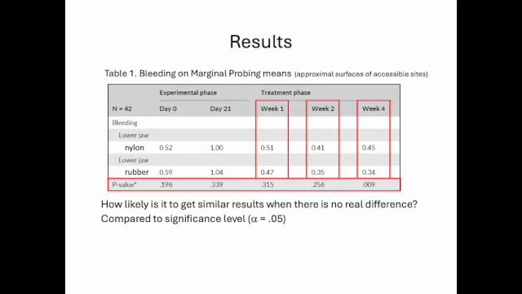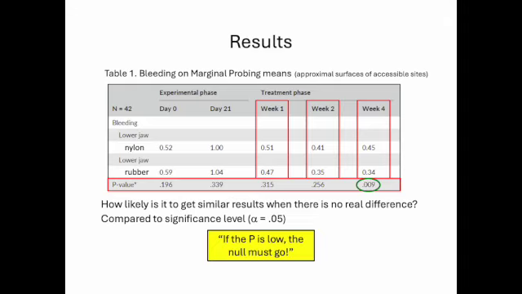We have a significance level of 0.05. Are any of these statistically significant? I'm going to say yes. So if the p-value is less than 0.05, you have a significant result. This says that there's a statistically significant difference in the proportion of sites that showed bleeding on marginal probing between the two. And so 45% of the sites bled with the nylon and 34% with the rubber. So less bleeding with the rubber.